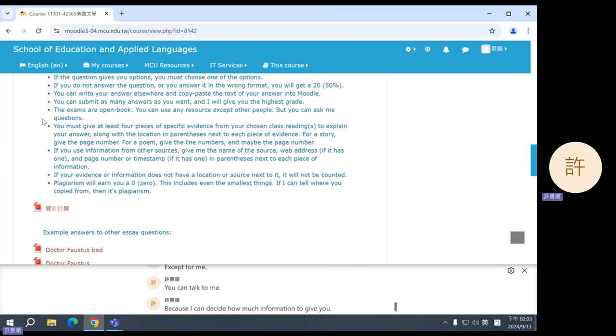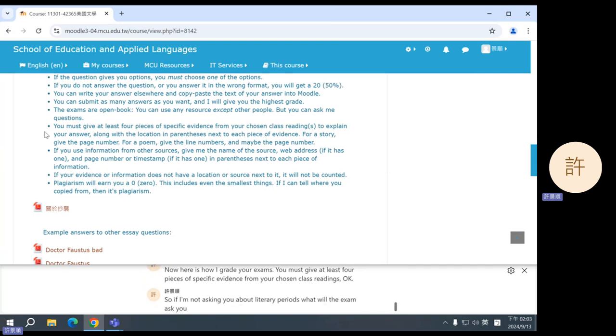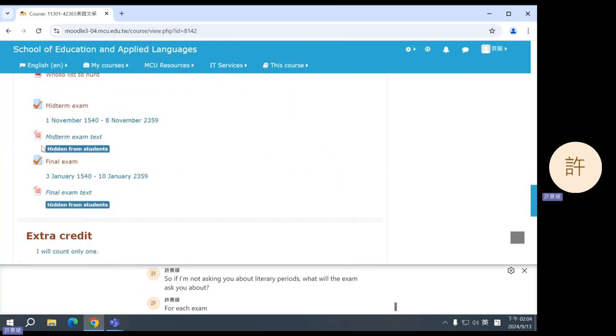Now, here is how I grade your exams. You must give at least four pieces of specific evidence from your chosen class readings. Okay, so if I'm not asking you about literary periods, what will the exam ask you about? For each exam, I will give you something to read. You can't see this. But there's a midterm exam text and a final exam text. These are short, between 1 to 3 pages.